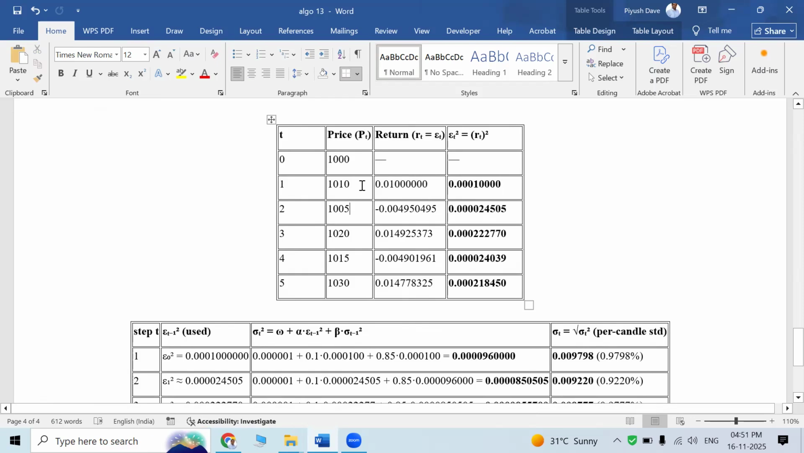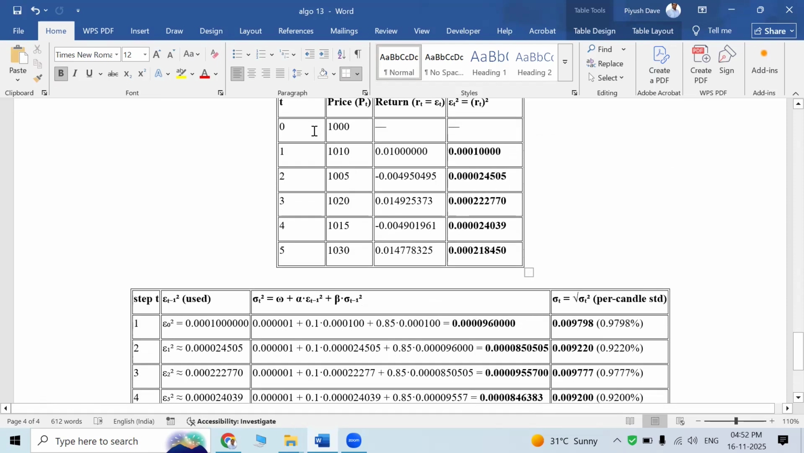Similarly, again the price has changed. So this is 1050 minus 1010 upon 1010. So it is going to give me this negative value. Find the square of it. And we get 5 different values for 5 different cycles.